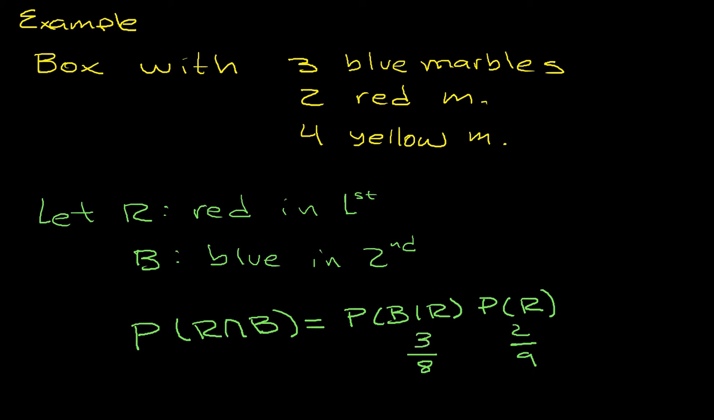then we are almost done. We just have to multiply this times this. This is going to be 6 over 72, which is just the same as 1/12, and that's it. That's how we use the multiplicative law to compute probabilities of intersections. Well, now let's move on to the law of total probability.